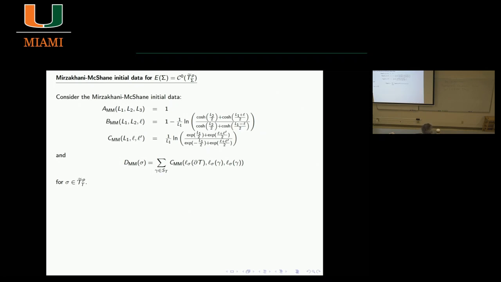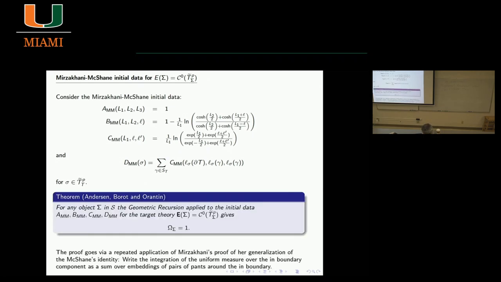Take these functions here. Take A to be 1, take B to be that, take C to be this, and take D to be the sum over all ways of cutting a one-hole torus into a pair of pants, and just evaluate the lengths like this. So the theorem then, since we called it the Mirzakhani-McShane identity theorem or data, is that the Mirzakhani-McShane identity allows you recursively to prove that this gives you the function 1.